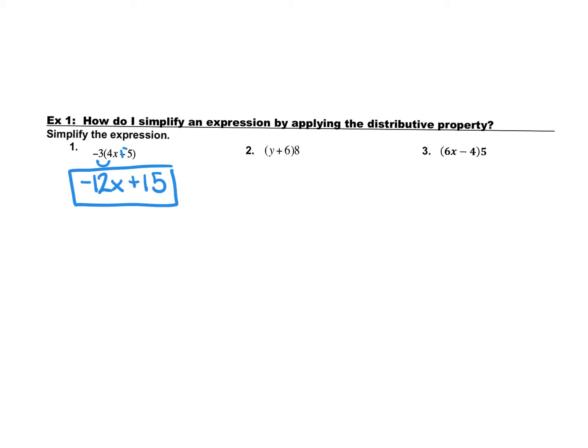Our next one, it doesn't always have to go in front. You could rewrite this one as 8 times y plus 6. And you'd have the same thing. So I'm going to multiply. And remember, there's a 1 there. So 8 times 1y gives me an 8y. And then I'm going to multiply the 8 times a 6, and I'm going to get a 48. So remember, you have a positive 48, so I'm going to have plus 48.